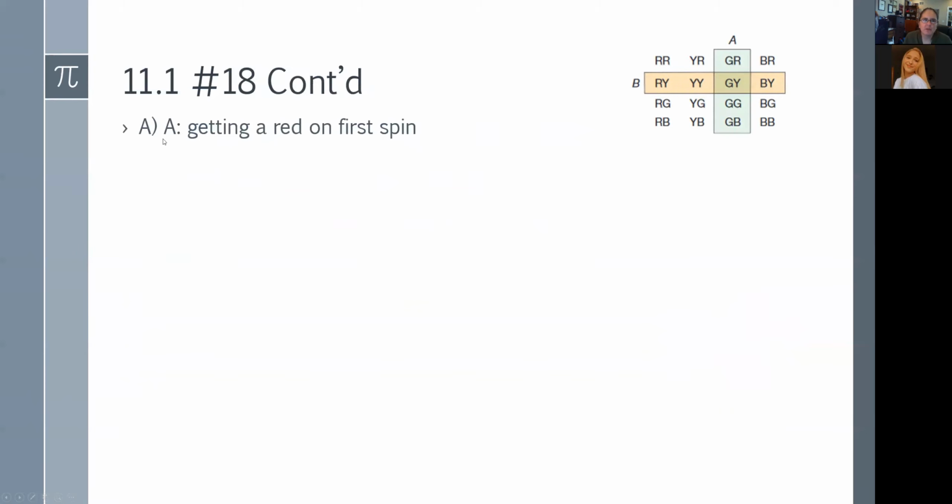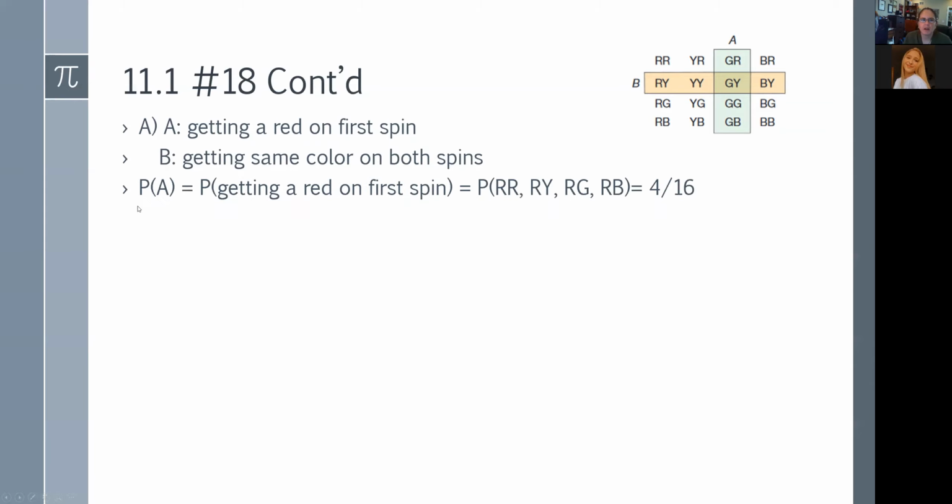So now we have a new event A. Event A is the event of getting a red on the first spin. And that's going to be this first column here, okay? And then B is getting the same color on both spins. So B is going to be that both spins are red, both spins are yellow, both spins are green, or both spins are blue. The probability of A is the probability of getting a red on the first spin. So we could have red, red, red, yellow, red, green, or red, blue. And there's 4 outcomes in that event out of 16 outcomes. So that probability is 4/16.